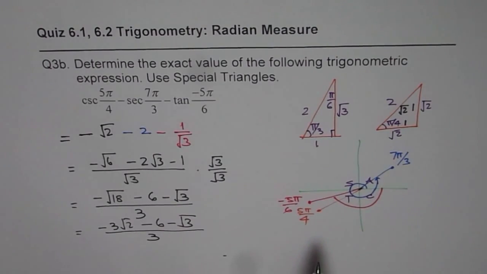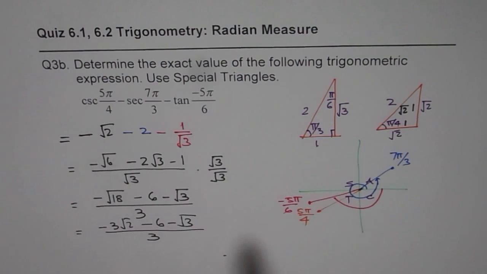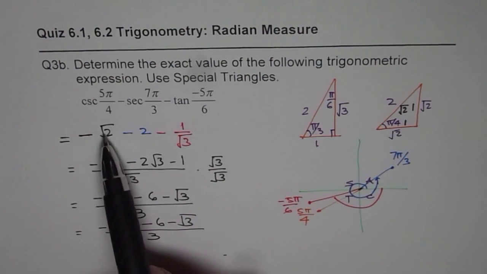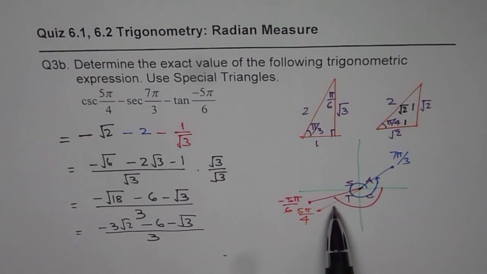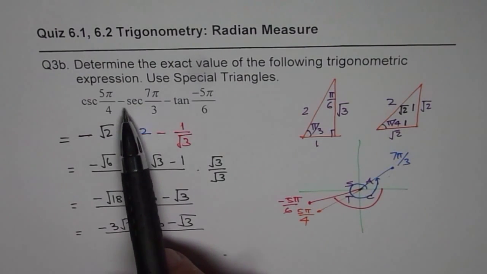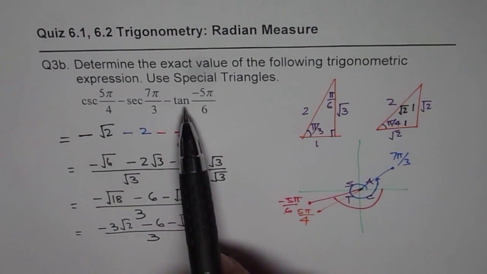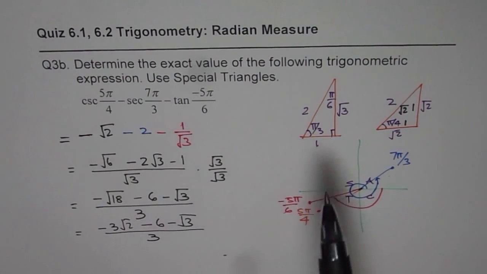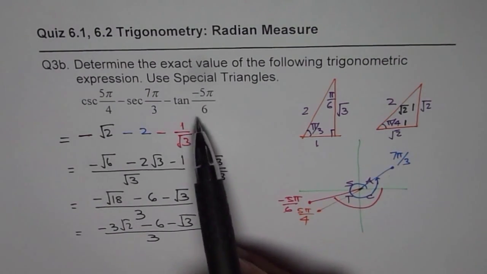Let's check it once again. Cosecant 5 pi by 4, so we were in quadrant 3, where cosecant is negative, and therefore we got this negative value. Secant 7 pi by 3, that means we went one full circle and then landed here at quadrant 1. It was positive, but because of this negative, we have negative 2. As far as tan is concerned, this negative is because of this. Minus 5 pi by 6 means coming all the way to quadrant 3, where this value is positive.